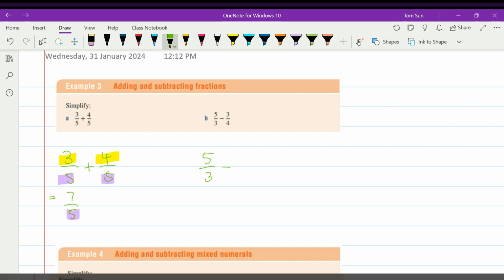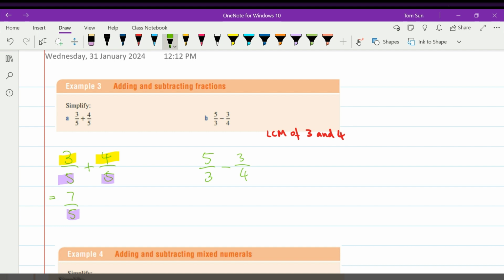5 over 3 minus 3 over 4. Here, the problem is, we should hopefully be able to see the problem. Denominators are not the same. So we need to find a way to find, funnily enough, the lowest common multiple of 3 and 4. Why do we need to do that? It's because we need to find a way to multiply both sides.